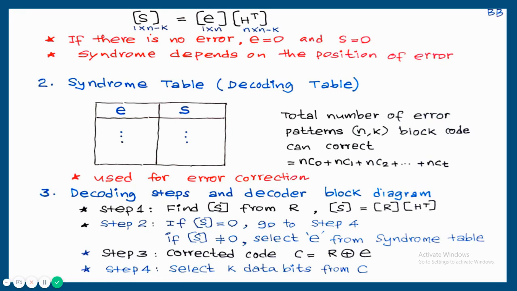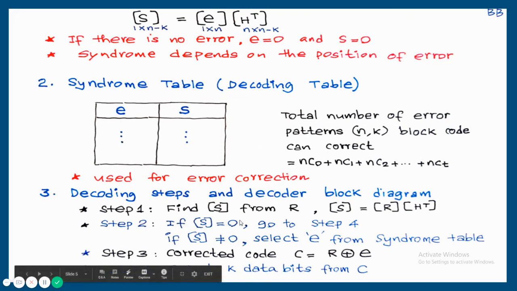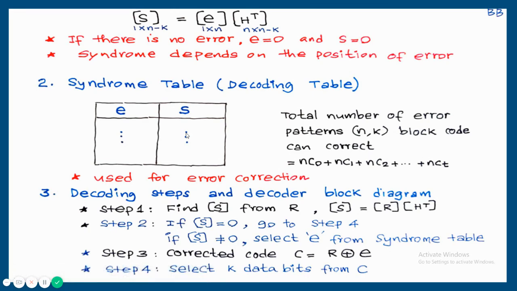But if S is not equal to 0, then select the error pattern from the syndrome table. So whatever non-zero syndrome we are getting here, that syndrome will be in the table. Against that syndrome, there is an equivalent error pattern. That error pattern is going to XOR with the received code to get the corrected code. The reason is R is equal to C plus E. So we are able to write C is equal to R plus E. That relation is going to be used. From the received code and error pattern, the corrected code can be obtained.